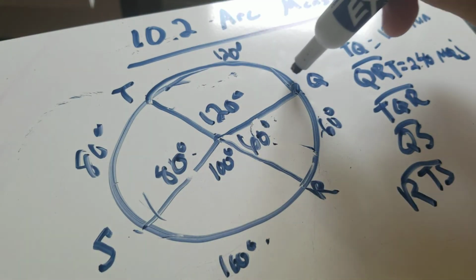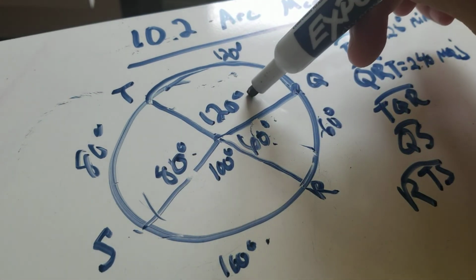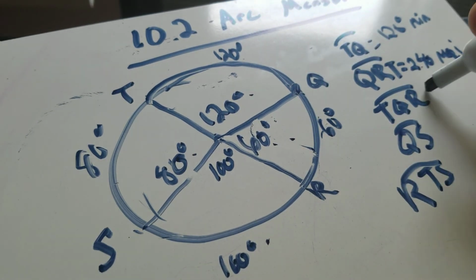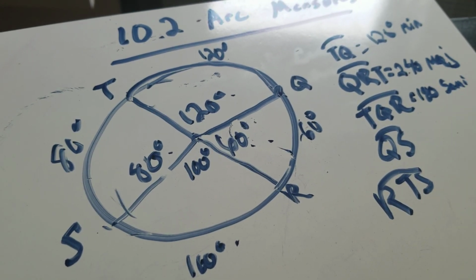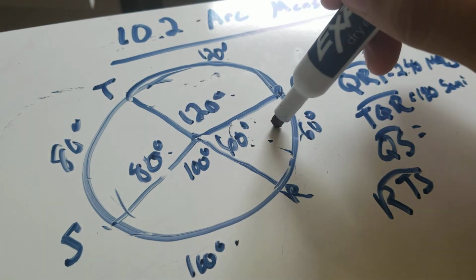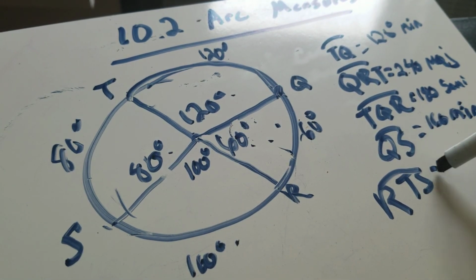TQR, so T to the Q to the R. T passing Q to get to R, you include 120, you include 60. 120 plus 60 is 180. Since it's exactly 180, that's a semicircle. QS, Q to the S, that's 60 plus 100, 160, so minor. You need to be exactly 180 to be a semicircle.